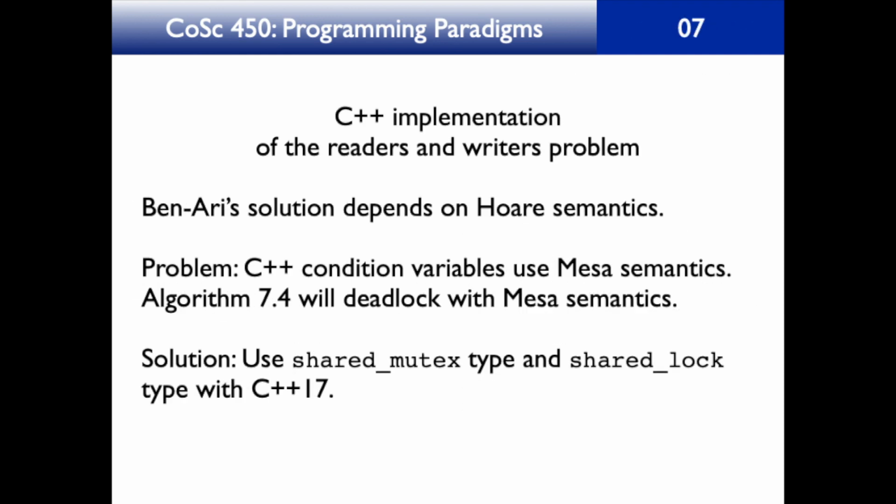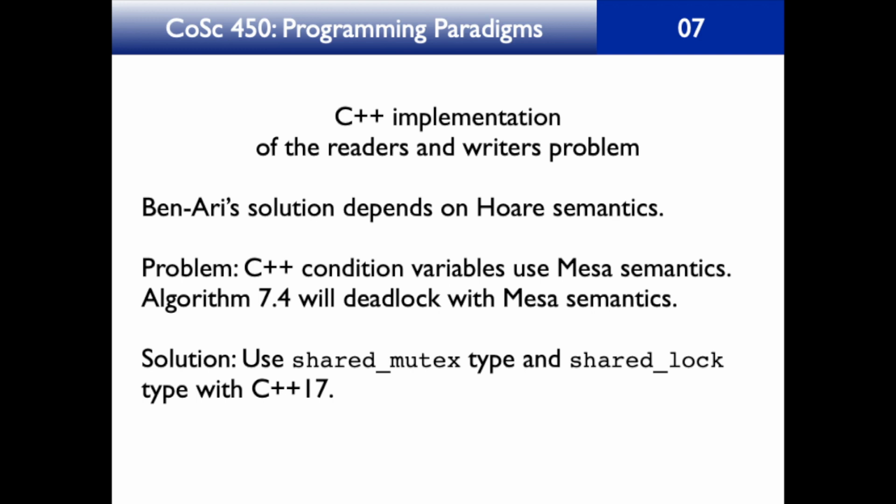Okay, so now that we've seen how to solve the readers and writers problem with the algorithm using Hoare semantics, the next question is, how do we do it in C++? Because as we've seen, C++ uses Mesa semantics. And so actually that algorithm that we just looked at does not work with Mesa semantics. In fact, it will deadlock with Mesa semantics. So the question then is, how do we implement the readers and writers problem in C++?